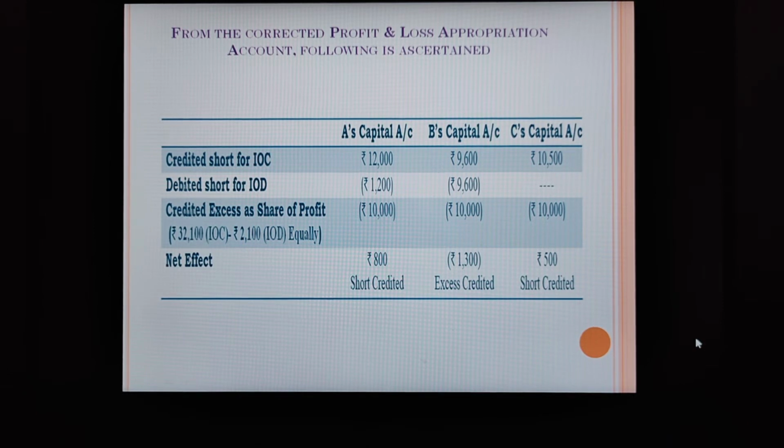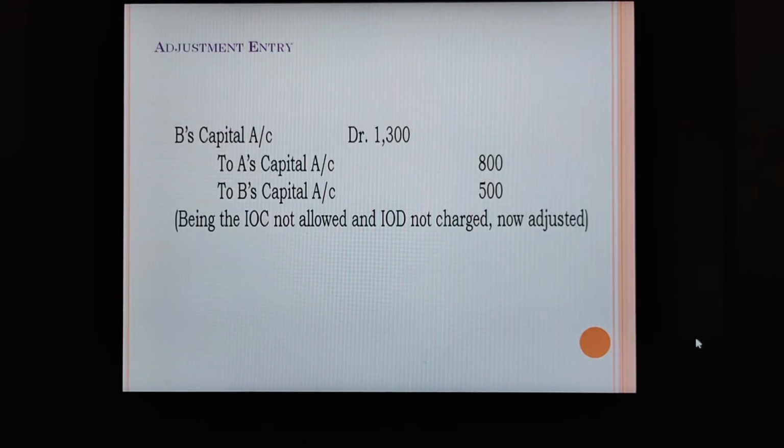So 32,100, that is IOC minus 2,100, we will get 30,000 that should be distributed, that is credit excess as share of profit equally. So 10,000, 10,000, 10,000, we will get the net effect of 800 positive credit short, 1,300 as a negative balance and 500 as a positive balance. Now we have to deal with it in this way. So B's capital account debit to A's capital account, to B's capital account.